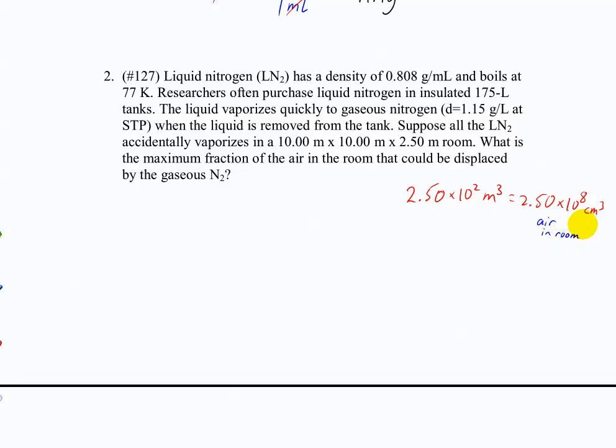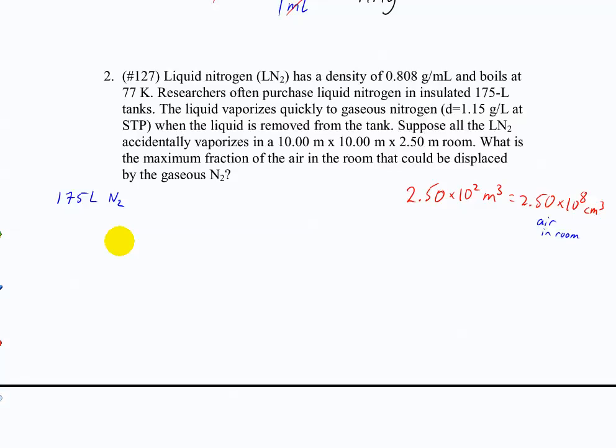All right. So now let's go talk about the nitrogen. How much nitrogen is there? 175 liters. And is that in the liquid form or in the gas form? That's in the liquid form, which means it has a density of 0.808 grams per milliliter. So now, let's think about the mass equivalence. We're going to talk about laws of conservation of mass in a little bit, but the amount of nitrogen that's in there isn't going to disappear, right? That's what's going to potentially go in the room.